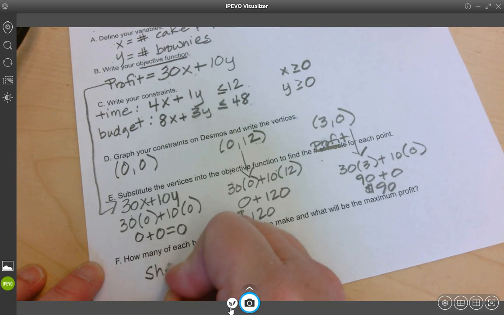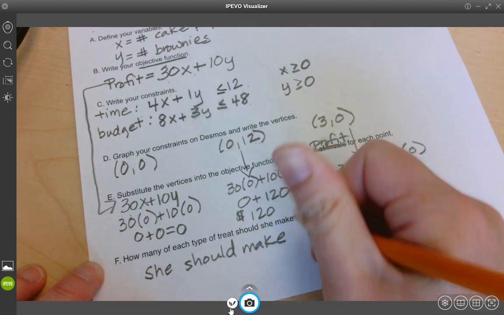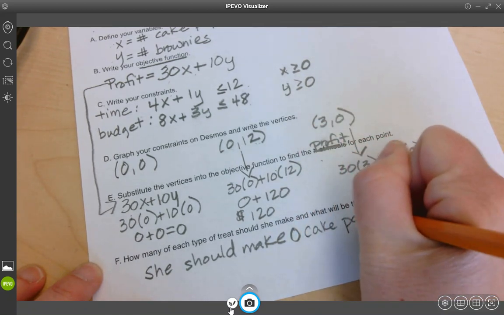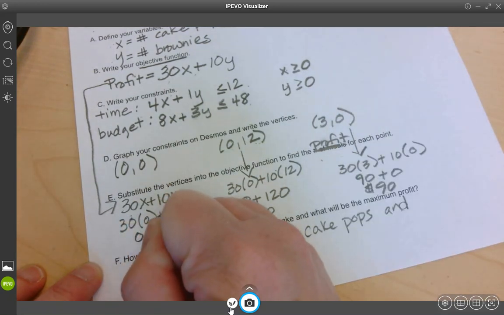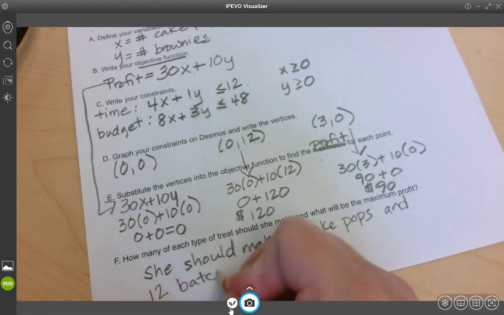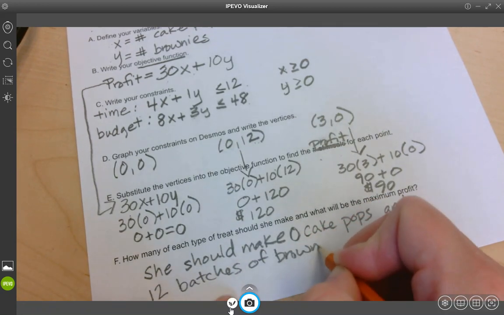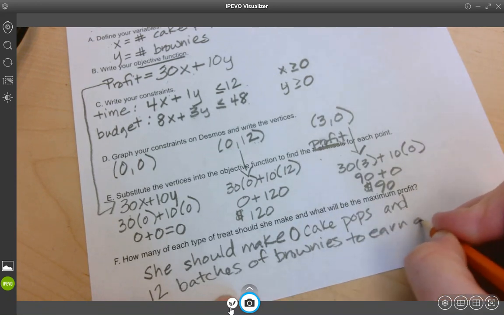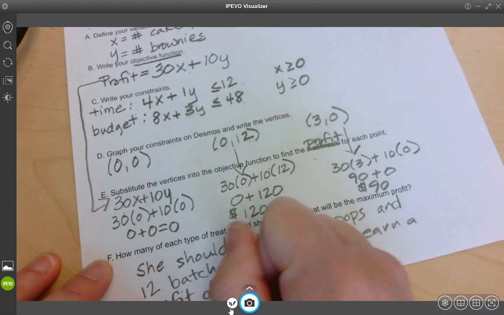So we want to write a sentence. She should make 0 cake pops and 12 batches of brownies. So that means like 12 trays of brownies. That's a lot. And she'll earn a profit of $120.